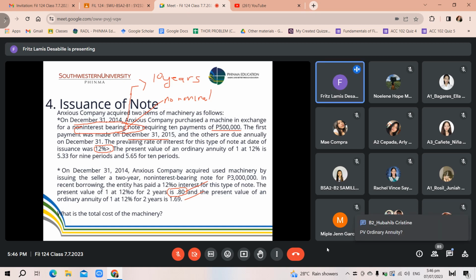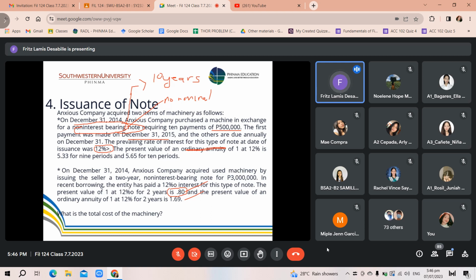Ordinary annuity due, or present value of 1? Given actually, right? Ordinary annuity. So let me add to you, PV of ordinary annuity. Why did we use ordinary annuity? What led the author to use the ordinary annuity instead of present value of 1?